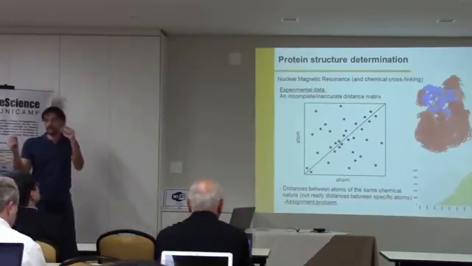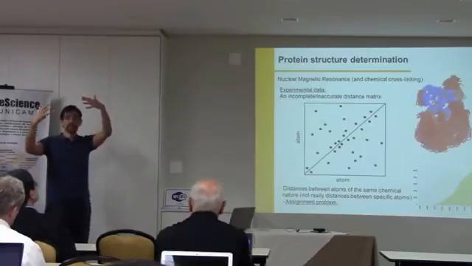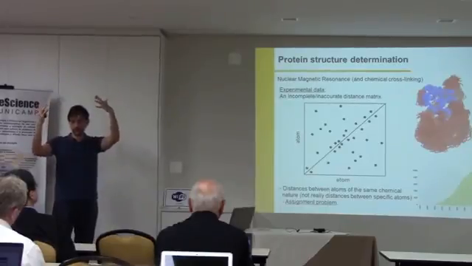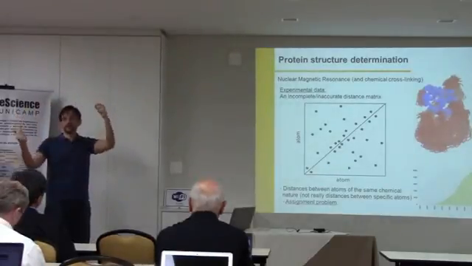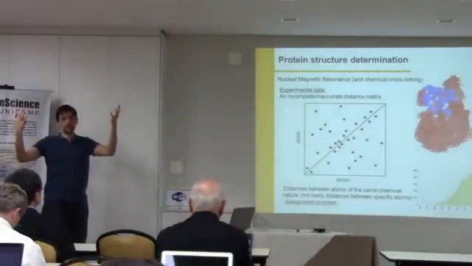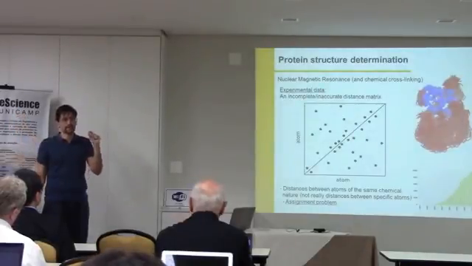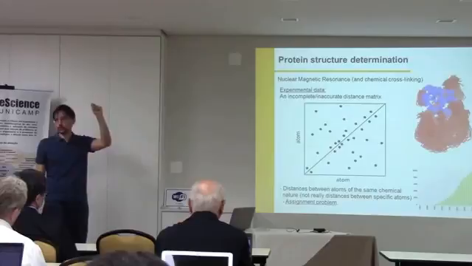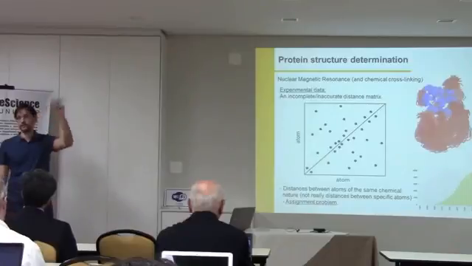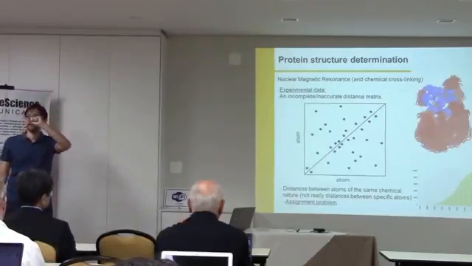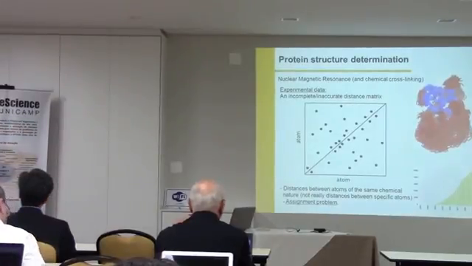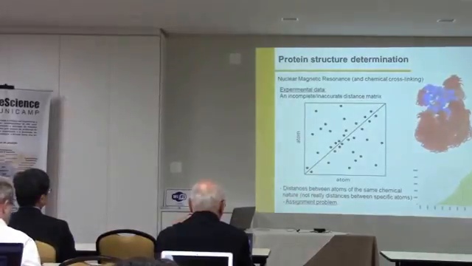Because the experimental data recognizes that there are two atoms of some chemical nature that are distant from each other at about 5 angstroms. However, there are many atoms in the same structure, particularly as structures get larger, that are very similar from the chemical point of view. So you can recognize that there is a pair of atoms that are close to each other at a given distance, but it's very hard to know which pair of atoms in the structure that is, because there are many possible assignments for that distance in your experimental data. So we have distances between atoms of the same chemical nature, but not distances between specific atoms.